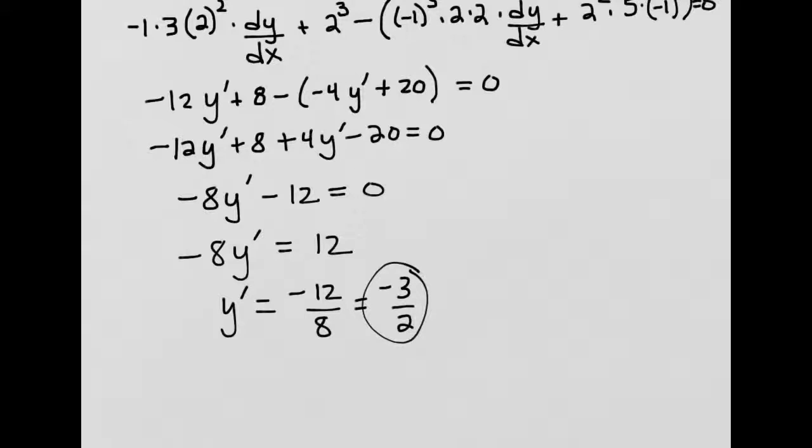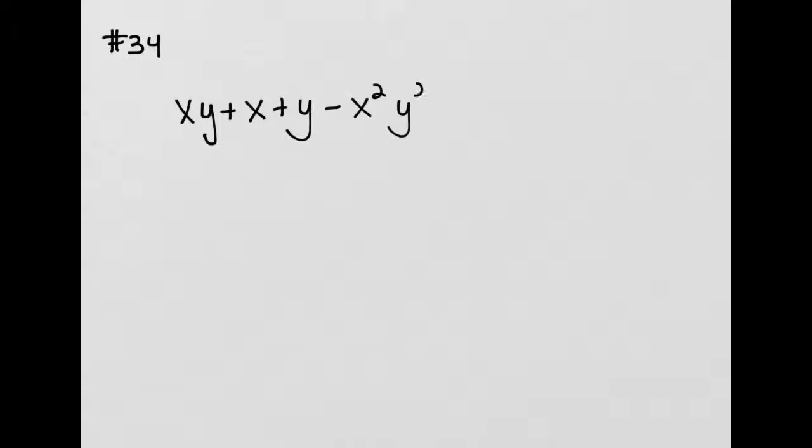Now let's take a look at number 34. And what does that say? So in number 34, again we're differentiating implicitly, and I have xy plus x plus y minus x squared y squared equals 0.